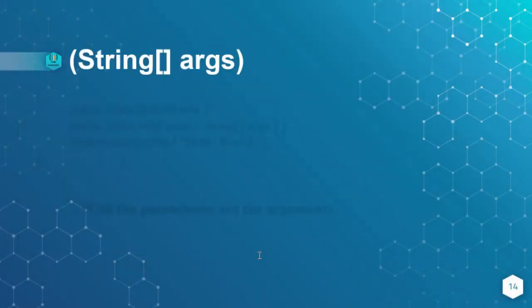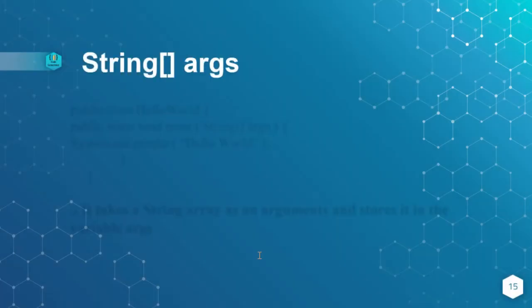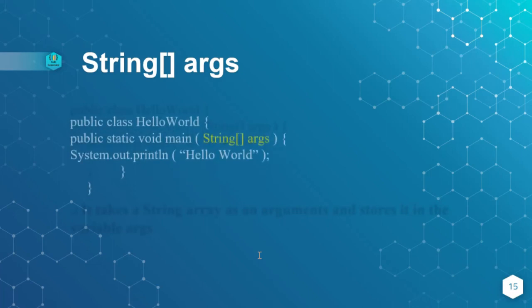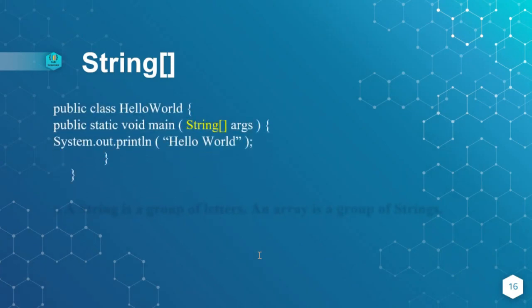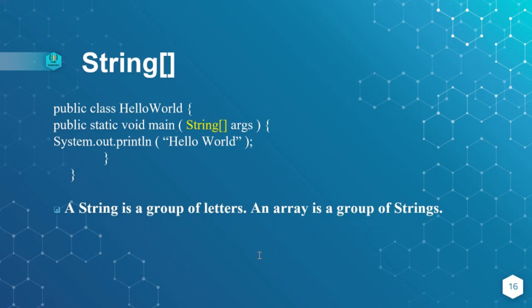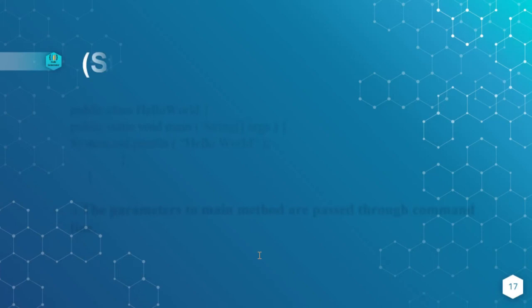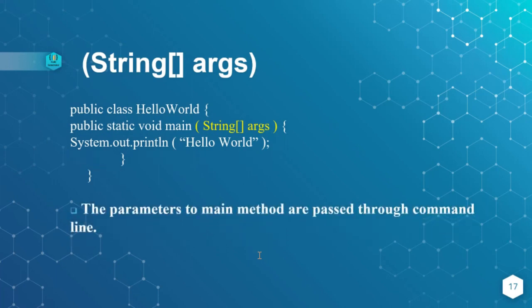So let's go with the next, String args. Within the parentheses are the arguments. Now what is String args within the parentheses? It takes a string array as an argument and stores it in the variable args. Now what is String[]? Open close brackets exactly. A string is a group of letters. An array is a group of strings. String args. The parameters to the main method are passed through the command line.